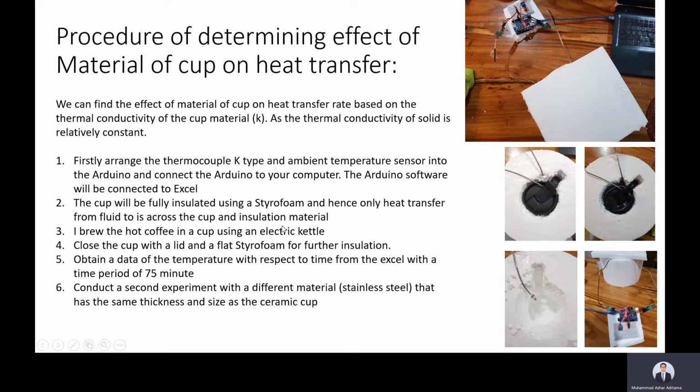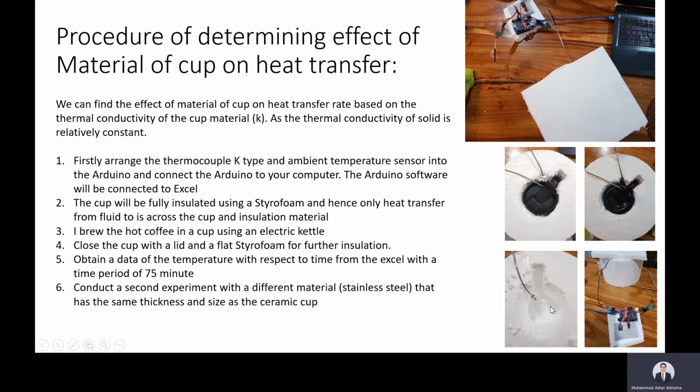This is the procedure of determining the effects of the material of the cup on the heat transfer. So we need to arrange the Arduino and the software as usual. The cup will be fully insulated using styrofoam, hence the only heat transfer from the fluid is to go across the cup and insulation material, as you can see from here.